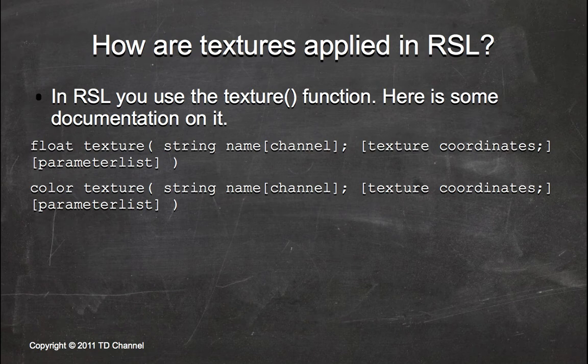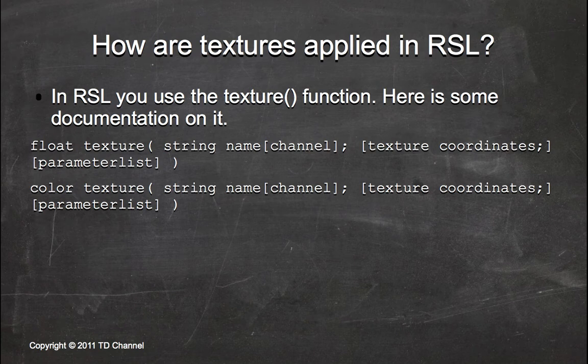On the other hand, if you're doing a float lookup, because it knows that it only needs one channel, if you give it a color texture, so it has 3 channels, and you give that to a float lookup, it's going to look up the red channel and ignore the other ones, because it can only handle a float.